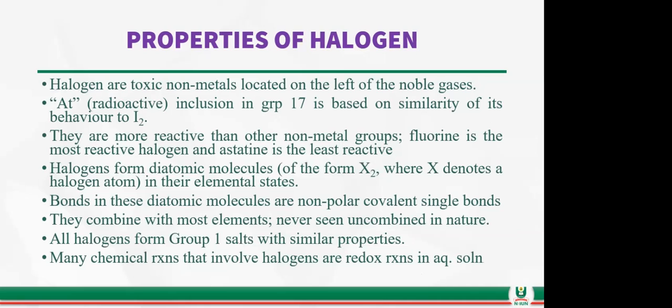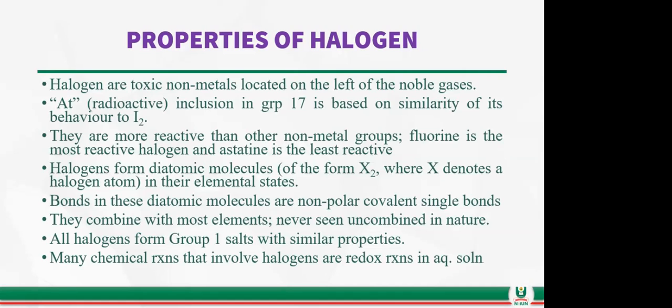Astatine, which is the last member of this Group 17, is highly radioactive. Its inclusion in Group 17 is based on the similarity of its behavior to iodine. Otherwise, astatine is so radioactive with such a short half-life that it is difficult to put it under that group. But because of its behavior with iodine, which is directly the element above it in Group 17, it is still included as part of Group 17.